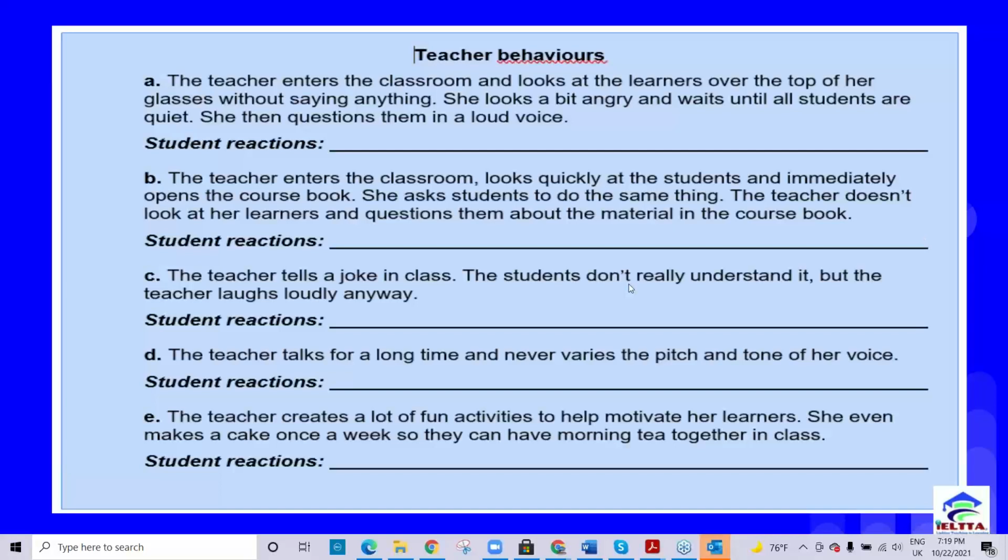Situation B: a teacher enters the classroom, looks quickly at the students, and immediately opens the course book. She asks the students to do the same thing. The teacher doesn't look at her learners and questions them about the material in the course book. What is the expected reaction from the students?